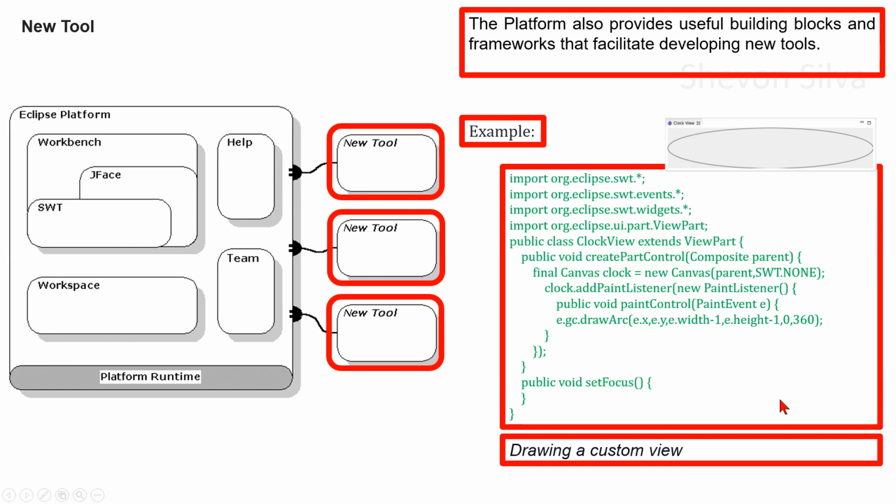Step 2, run the target Eclipse instance and see that the clock view is now empty. Step 3, in the createPartControl method, do the following. Step 1, create a new canvas. Step 2, add a paint listener to the canvas. And step 3, get the GC from the paint event, and call drawArc to draw a circle. So the code will look like this.